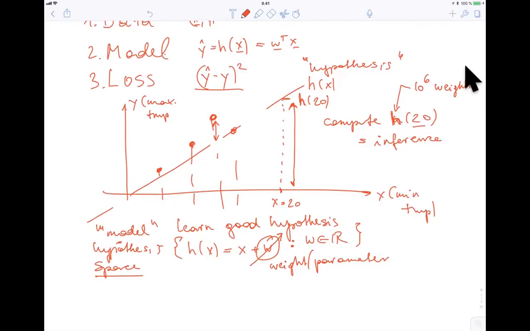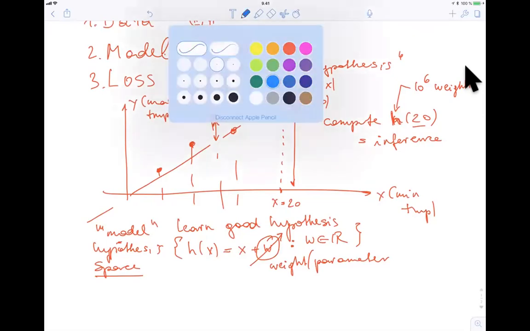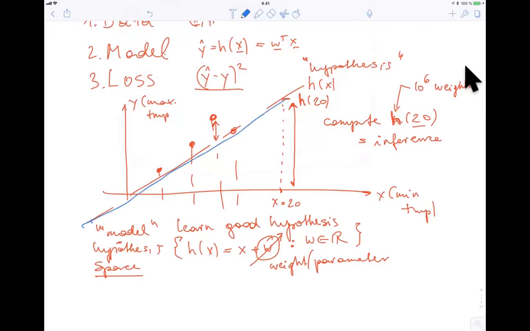So how can we choose a good one? So here's one specific such linear hypothesis in blue. This is one specific. There might be another one. Let's draw another one in green with a different value of w. And the question is, which one is better? So in order to say which one is better, we need to measure somehow the quality of a hypothesis. And how do we do it?